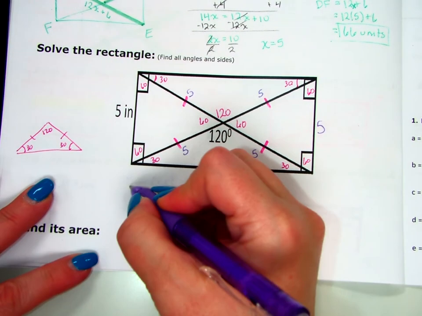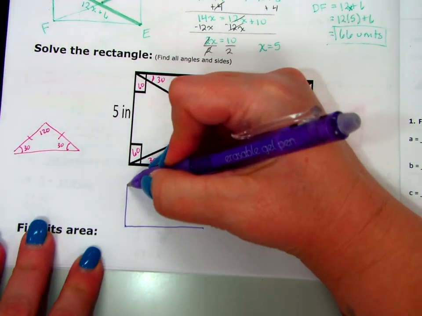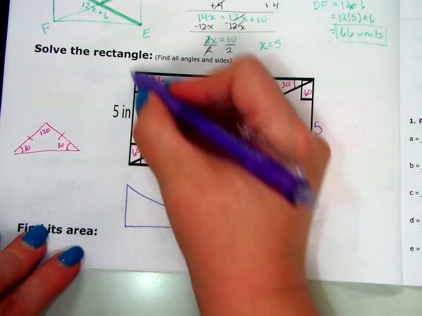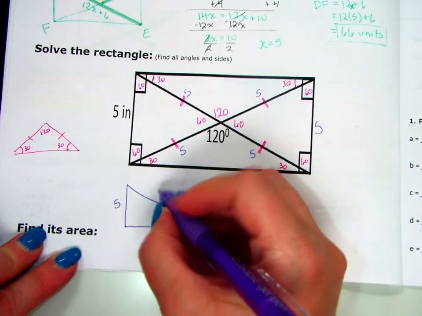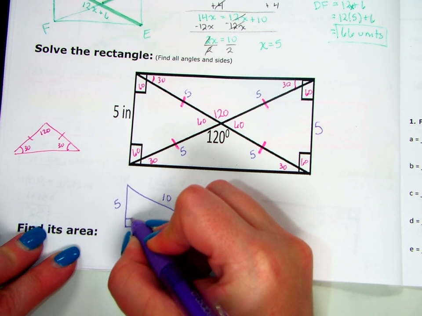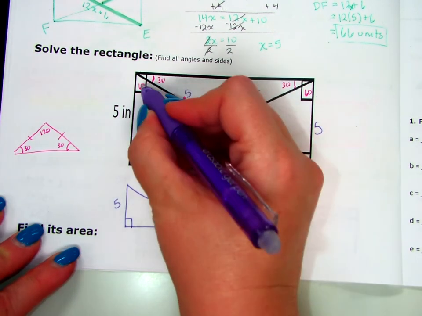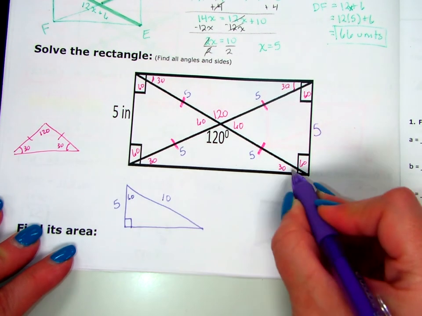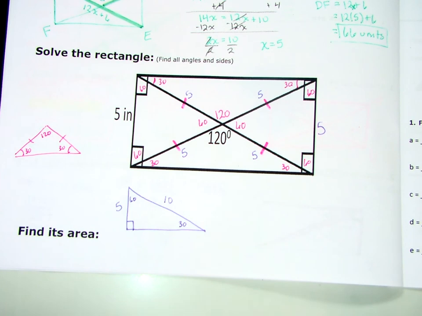But if I just look at half of that rectangle, I'm going to resketch it smaller. I have 5 inches here. I have 5 plus 5, so I have 10 inches here. It's a right triangle, which means I could use Pythagorean theorem. I also know that this angle here is 60, and this angle here is 30, so I could use trig or special rights. So to find the length, I've got options: Pythagorean theorem, trig, special rights.